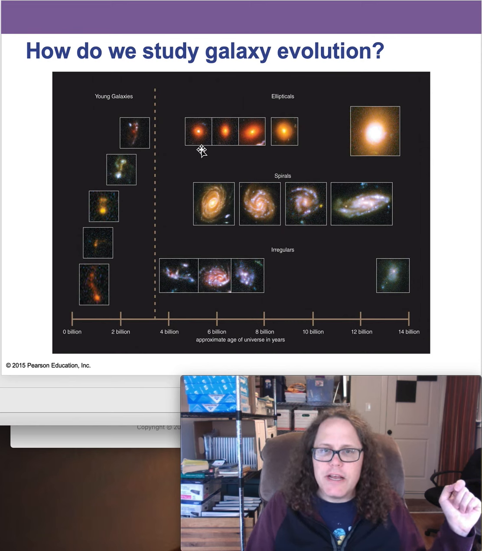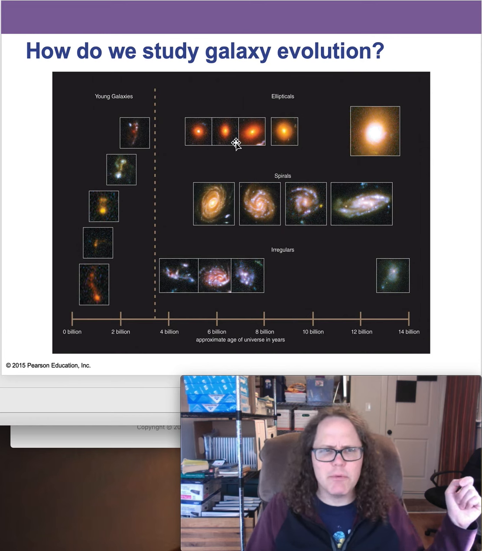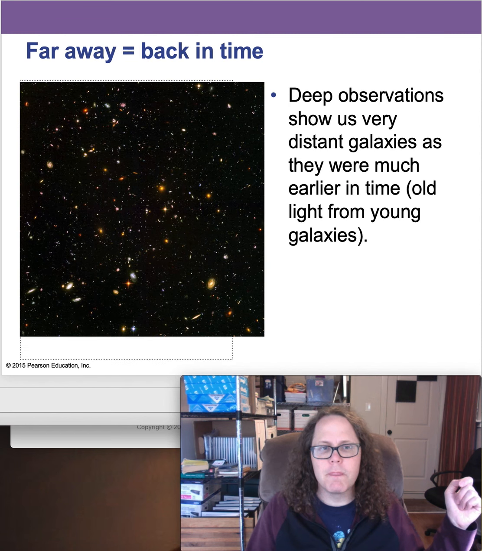We also see ellipticals very early on, and the average size of those ellipticals grows with time because ellipticals are hungry, they're cannibals, they like to swallow other galaxies.